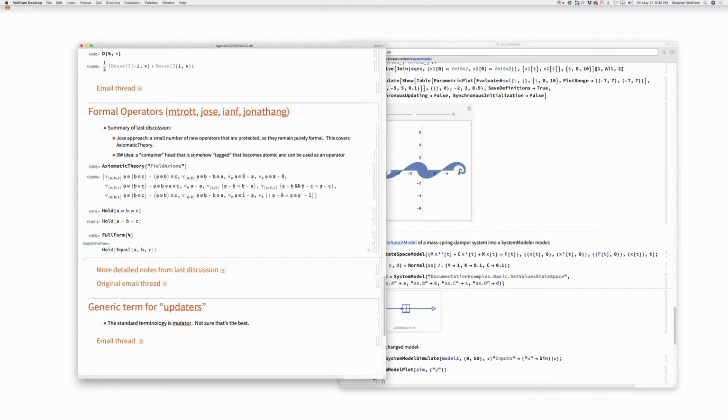Sandra is commenting that the word formal has never been used. Yeah, I know actually. It was sort of being reserved.